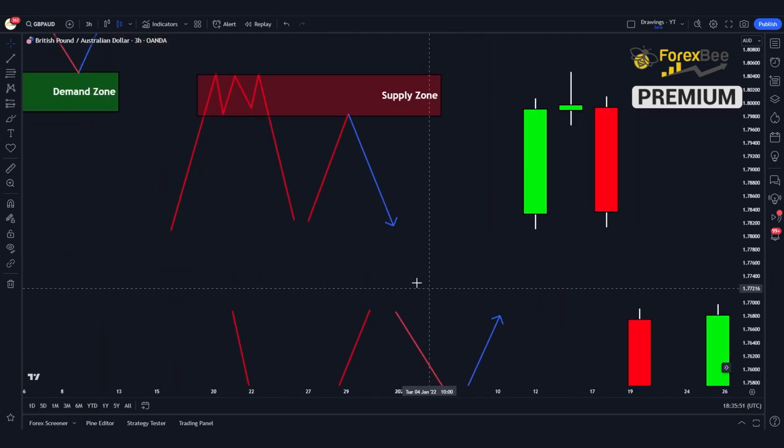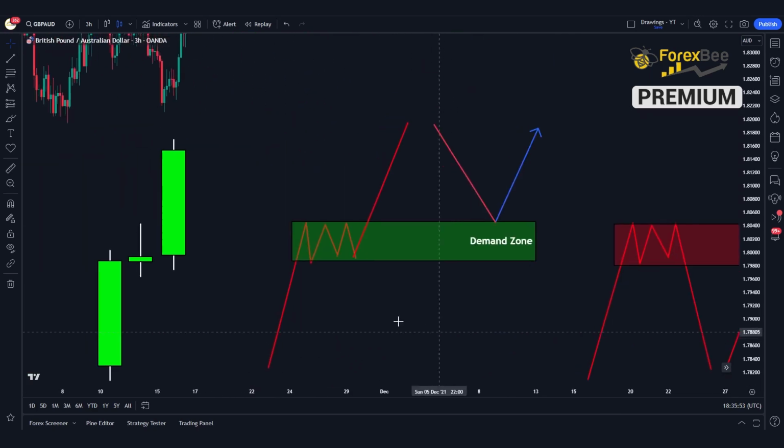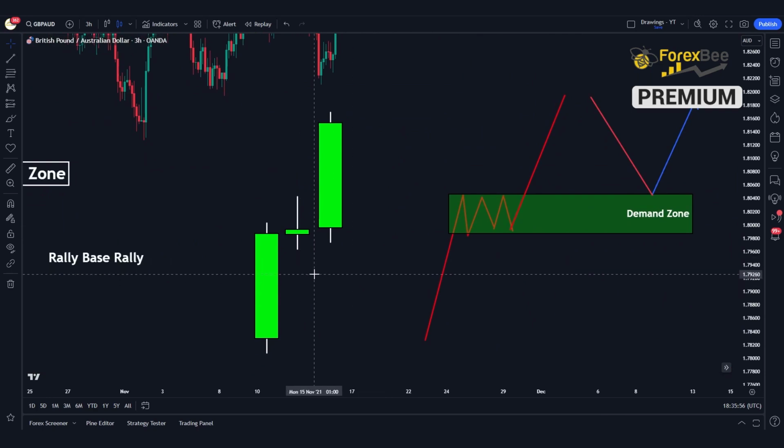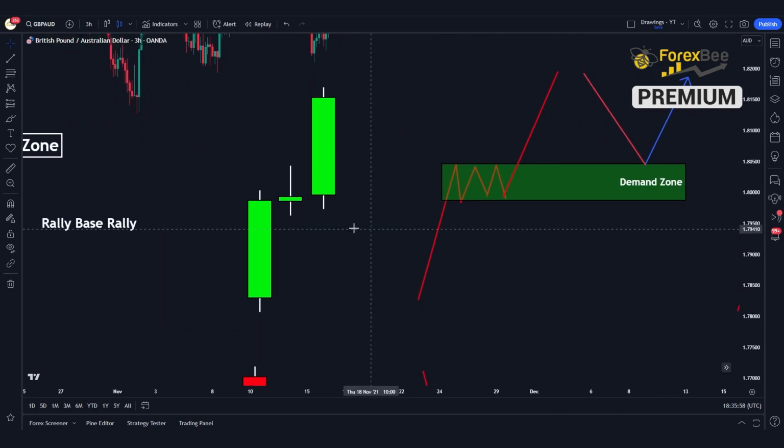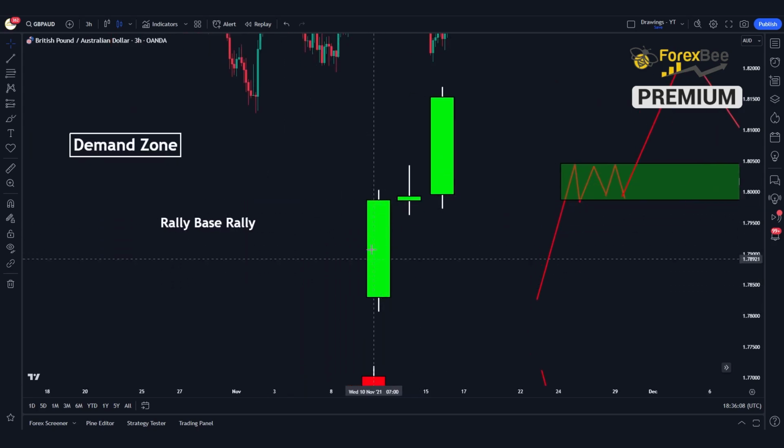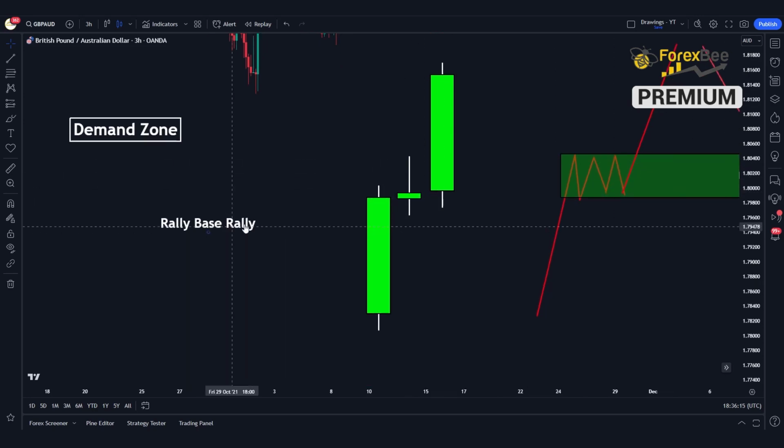Now, you might be hearing me say rally-based rally and drop-based rally. By hearing this, you should be picturing that in our previous video, when we referred to a rally candle, it meant a big bodied bullish candle with very small shadows, and the base candle represented the small bodied candle with long shadows. So now what does rally-based rally mean?